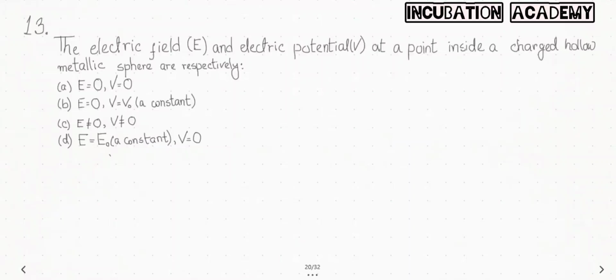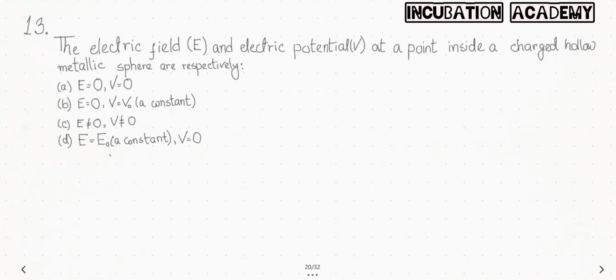Welcome everyone. Question number 13: the electric field E and the electric potential V at a point inside a charged hollow metallic sphere are respectively: first option, E equal to 0, V equal to 0. Second option, E equal to 0, V equal to V naught, where V naught is a constant. Third option, E not equal to 0, V not equal to 0. And fourth option, E equal to E0, which is a constant, and V equal to 0. So among them, which one is the correct option?